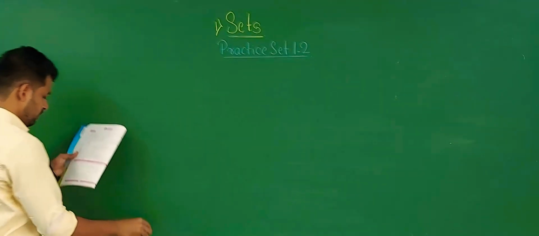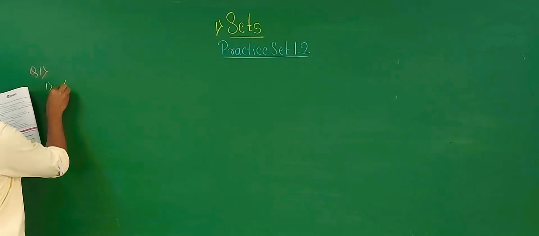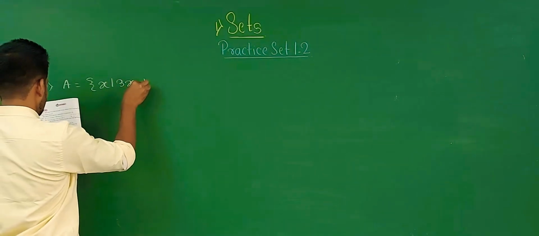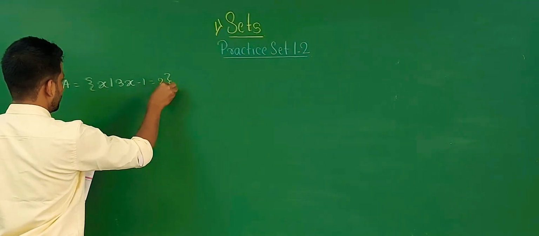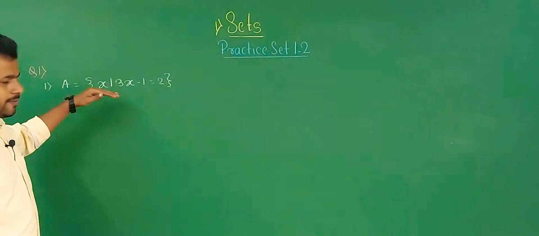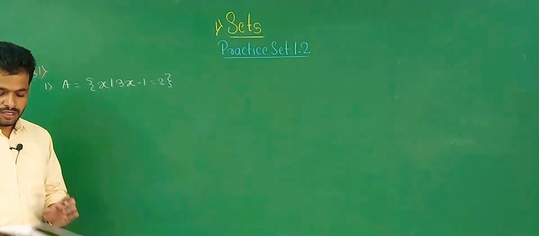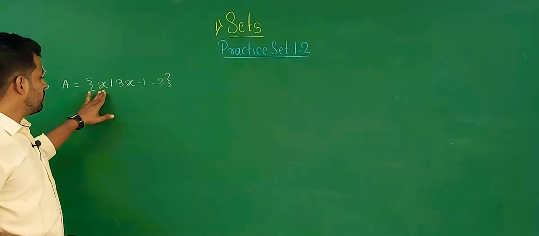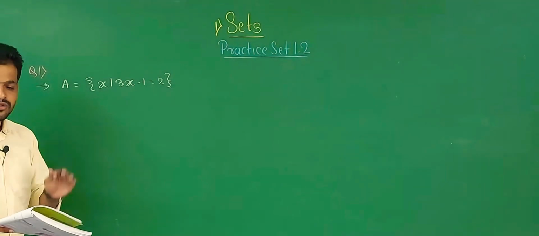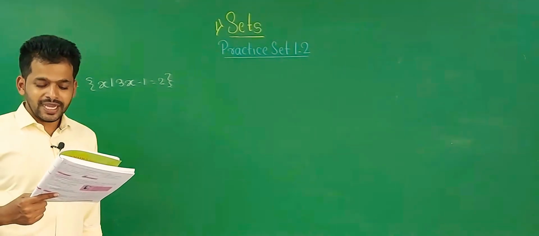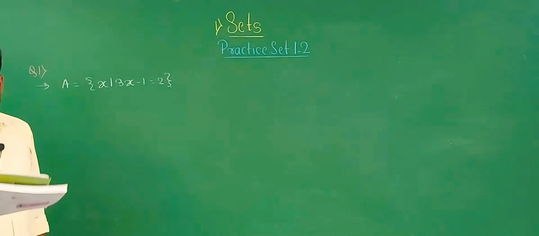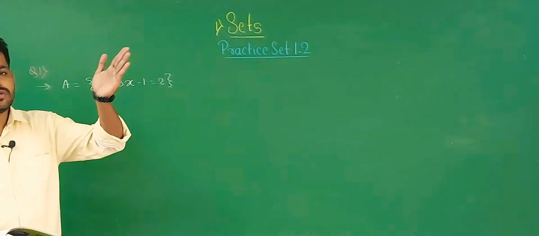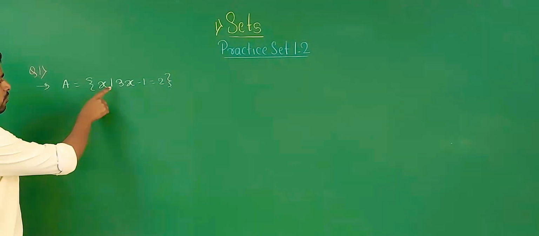The first one is A. Set A is the set of all x such that 3x minus 1 is equal to 2. I have not written the full question, so this is the answer. And B also and C also, all sets are given in the rule method, or set builder form. First we convert into the listing method, so we have to solve this.